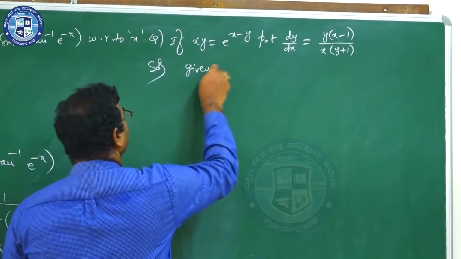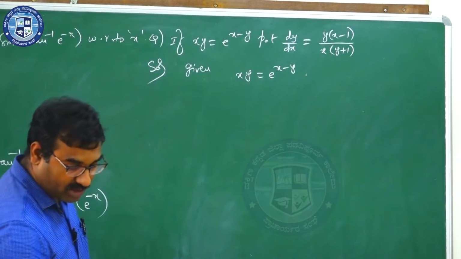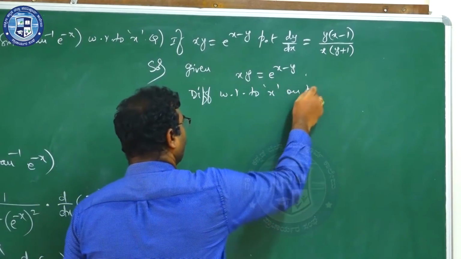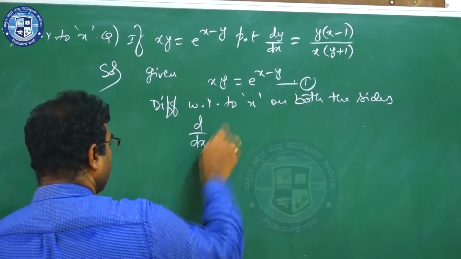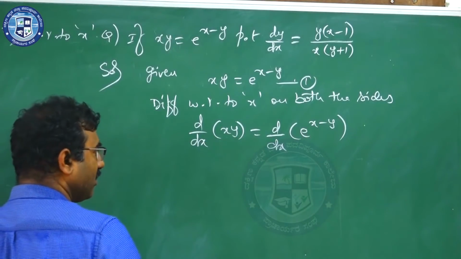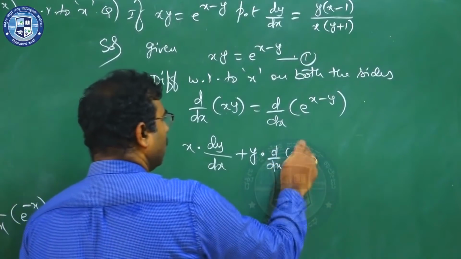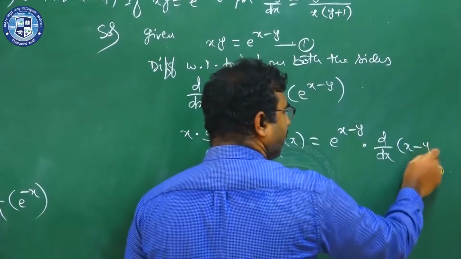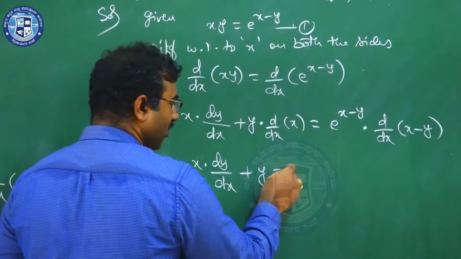So, what they gave? Given xy is equal to e power x minus y, right? Just differentiate with respect to x on both the sides. What happens? d by dx of xy is equal to d by dx of e power x minus y. d by dx of xy, product rule we can use. So, x into dy by dx plus y into d by dx of x is equal to d by dx of e power x minus y, which is e power x minus y into, because it's not x, it's a derivative you have to consider, d by dx of x minus y.